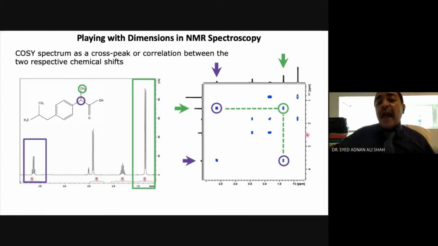So it is the second dimension. This is the first dimension and this one is the second dimension, which gives the information that I am connected with this CH, right? So it gives the information that they are talking to each other. These protons are really talking with the neighboring proton, and this talking information we can get in the form of the COSY spectrum. So the introduction of the second dimension gives more detailed information about the structure. These two dimension and three dimension techniques play a very important role in the structural elucidation of compounds.